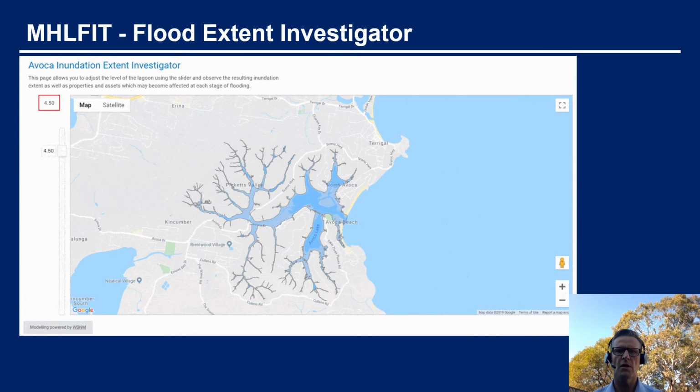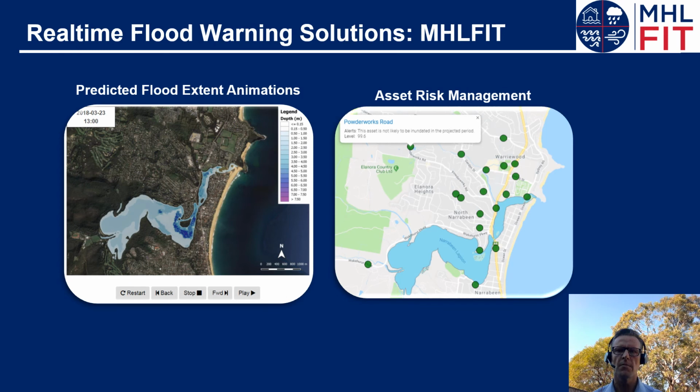To assist in the visualisation of the scenario modelling results, an extent investigator is provided to link the results from scenario modelling to flood extents surrounding the lagoon. Some of the outputs from the MHLFIT system include predicted flood extent mapping, which is linked to model results, and an asset risk management tool that links predictions to local assets to help identify whether the event will be an issue and where to deploy resources.